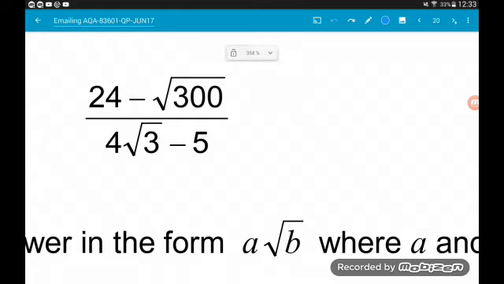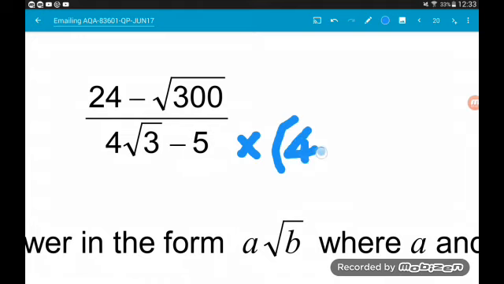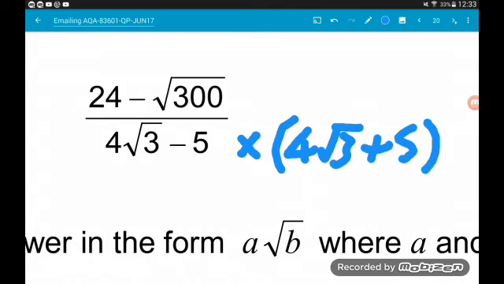Now, the first thing we need to do is rationalize the denominator. For more examples on questions like this, search out my third playlist. So, right then, to rationalize a denominator like this, we use the difference of two squares. So if we've got 4√3 minus 5, we multiply by 4√3 plus 5. And we do that on the top and bottom.